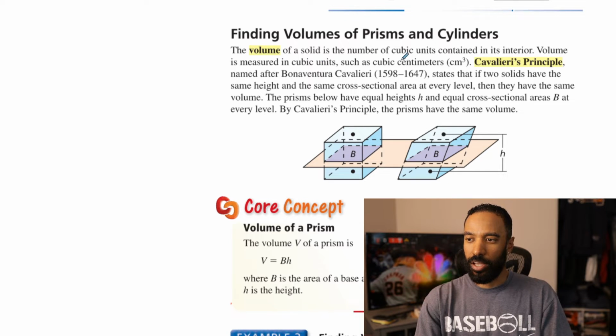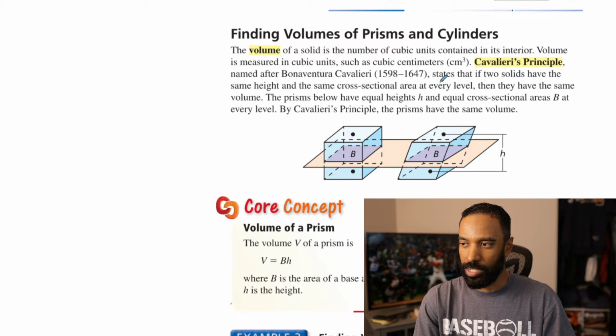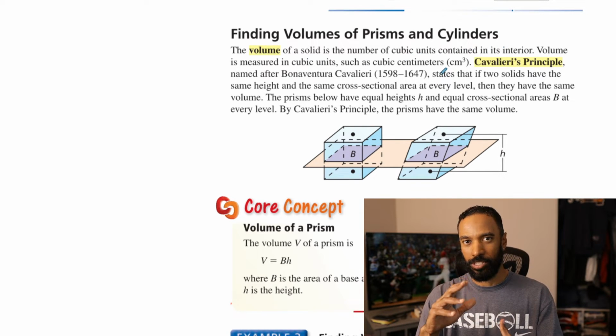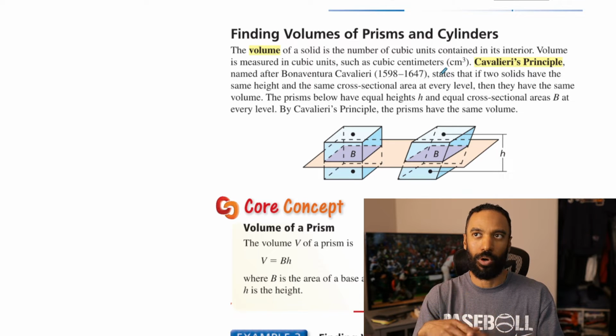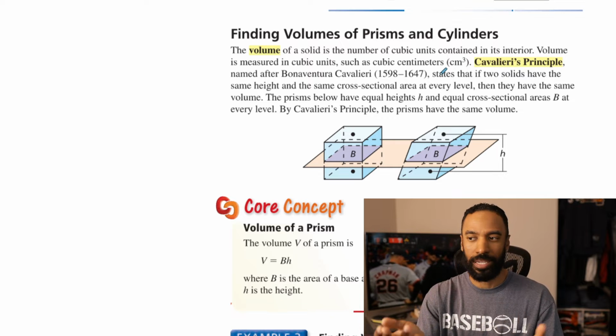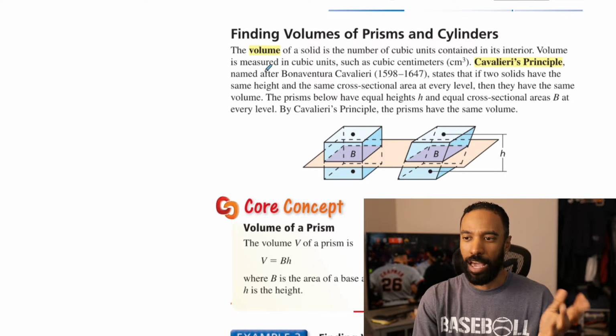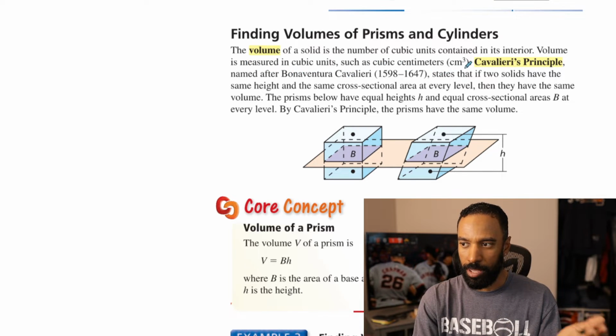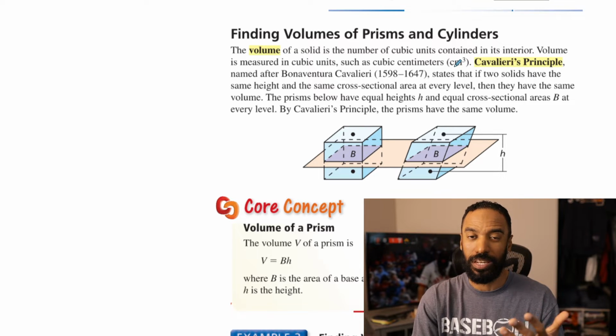The volume of a solid is the number of cubic units contained in its interior. So it's like how much you can fill in something. If you're filling something up with liquid or sand, grain, something like that, how much fill there is in cubic units. Volume is measured in cubic units such as cubic centimeters.